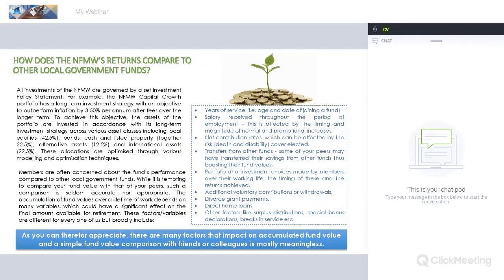Factors that can influence these returns could be years of service, the salary that you received throughout your working life or for the period that you are comparing, your net contribution rates, transfers from other funds, portfolios and investment choices over many years, additional voluntary contributions, divorce settlements, direct home loans, and other factors like surplus distributions. It is therefore not wise to compare your benefit statement to a colleague who belongs to a different fund.